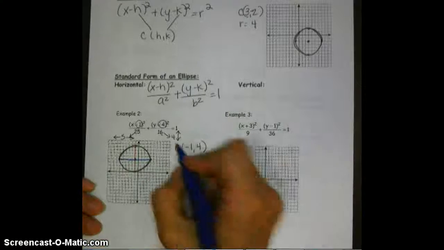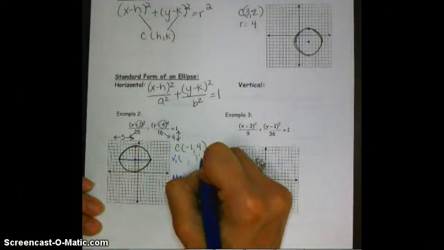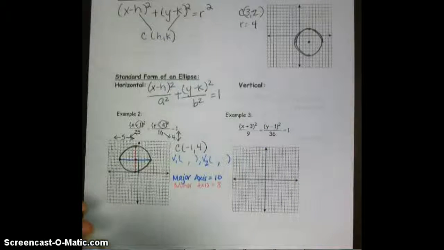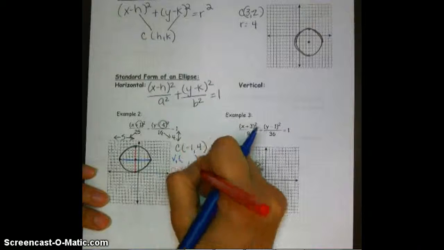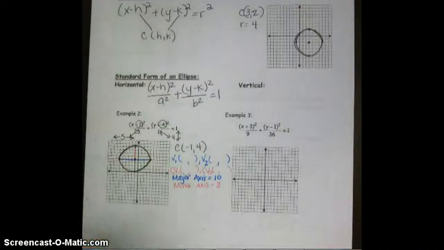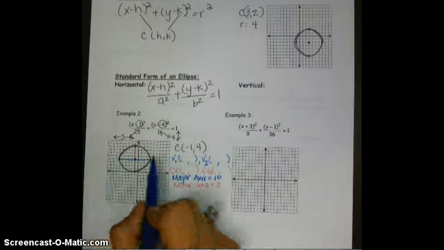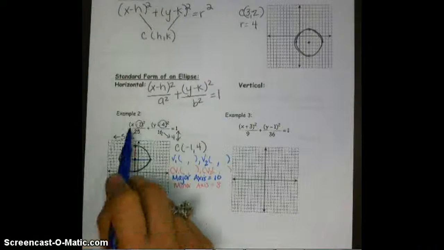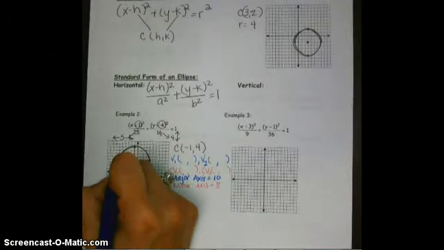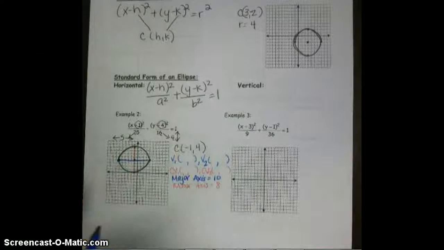All right, so we will have 2 vertices, and we'll have 2 co-vertices. And we're going to label the points from left, right, or bottom up. So on my major axis, starting at the left, this endpoint is 5 left from the center.